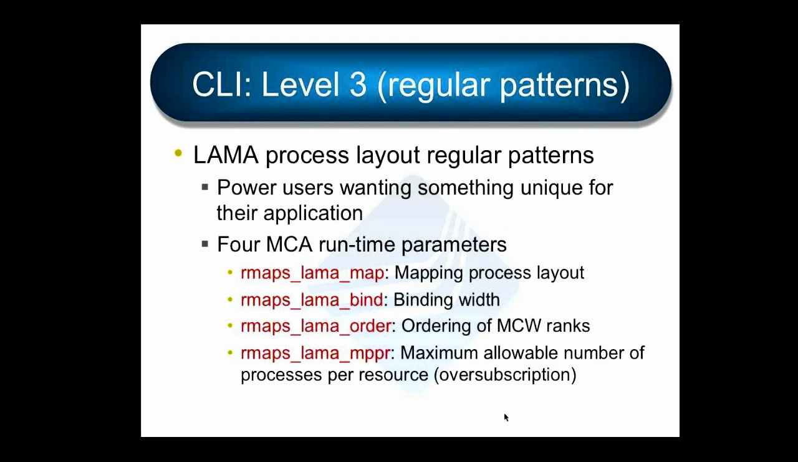Okay, so to get into Llama here, there are 4 relevant MCA parameters. They follow the same prefix rule that we use in all the other parameters. They start with rmaps. It might look kind of hard from far away, but it's actually rmaps, and then llama, and then map, bind, order, and mppr. Map, bind, and order are pretty much exactly what I just talked about.